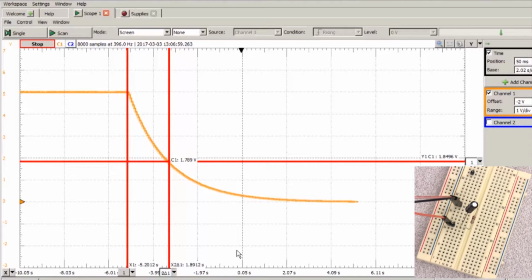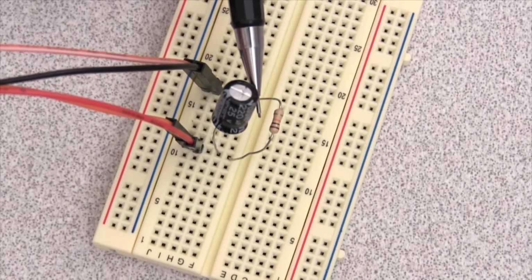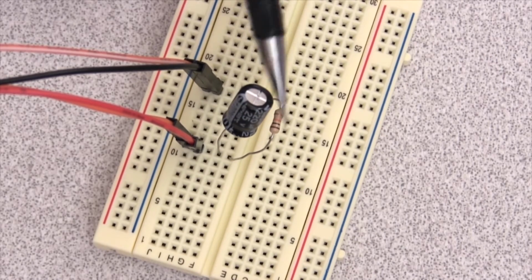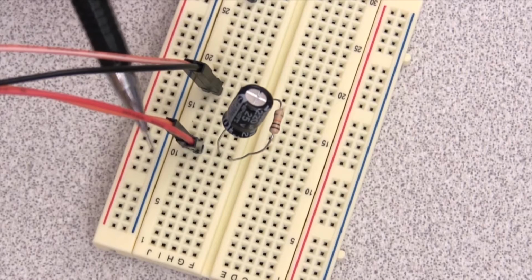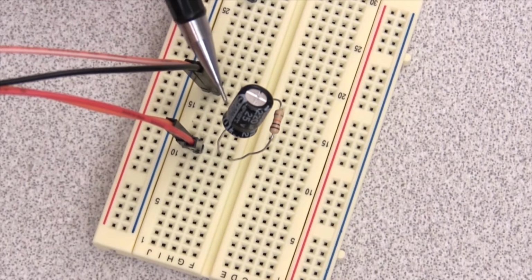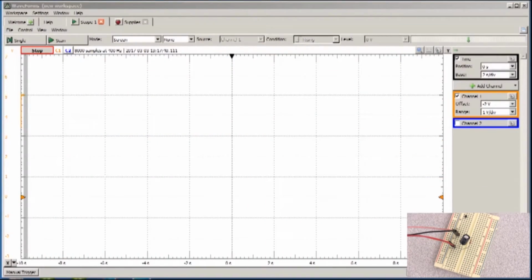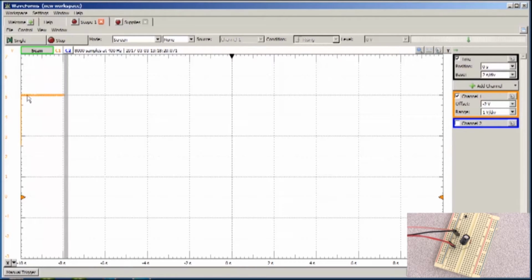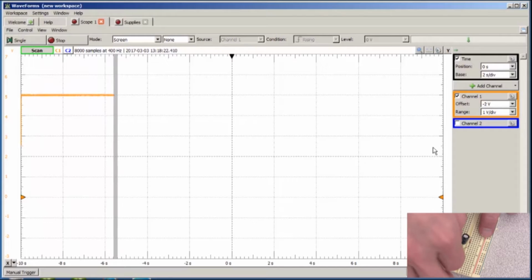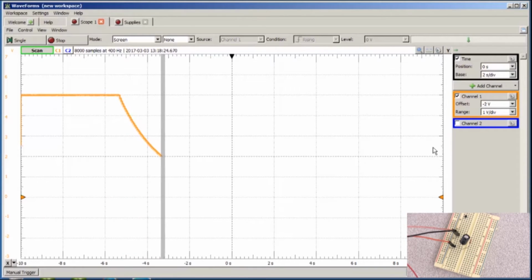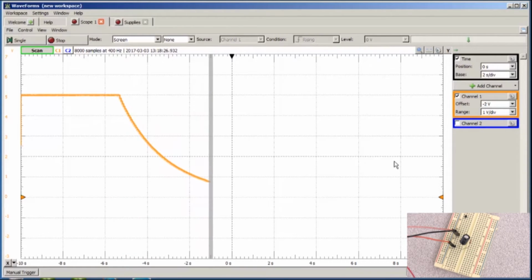Now let's take a look at the 220 microfarad capacitor with the 10 kiloohm resistor. Here's our 220 microfarad capacitor and our 10 kiloohm resistor. The connections here are the same. I'm applying 5 volts across the capacitor with the red wire and measuring the capacitor voltage with the orange wires. Let me start acquiring data. So the initial capacitor voltage is 5 volts again. If I unplug the red wire, that capacitor voltage should decay exponentially.